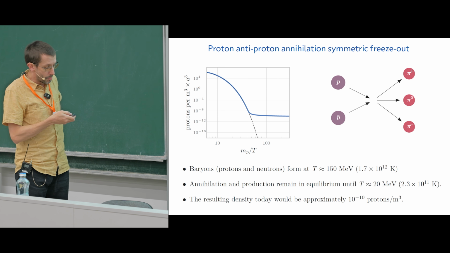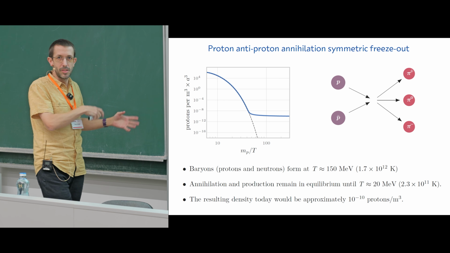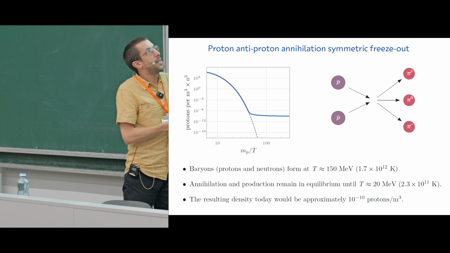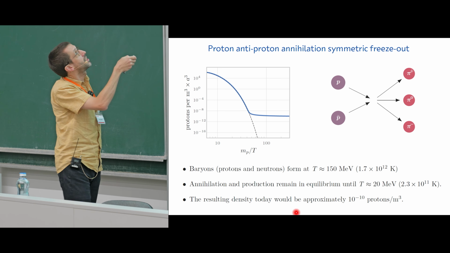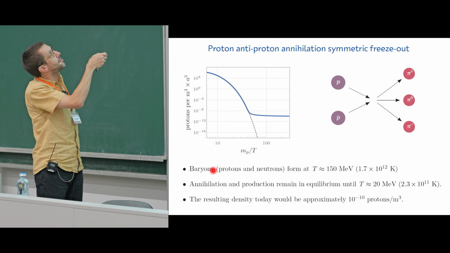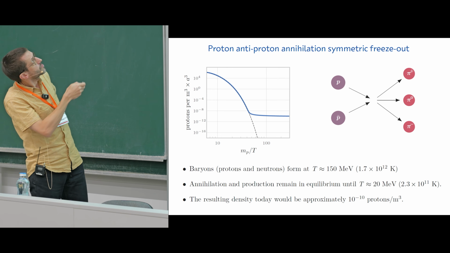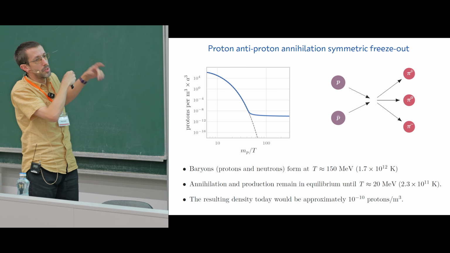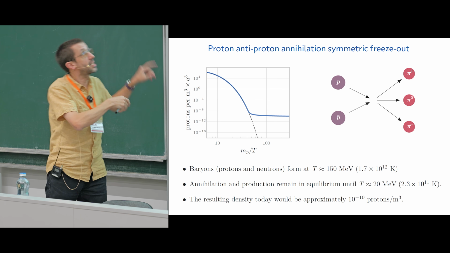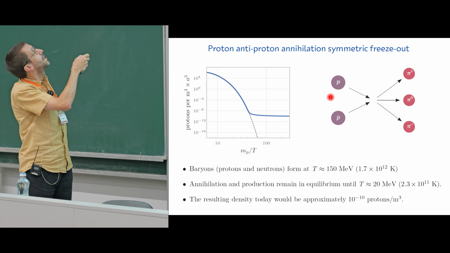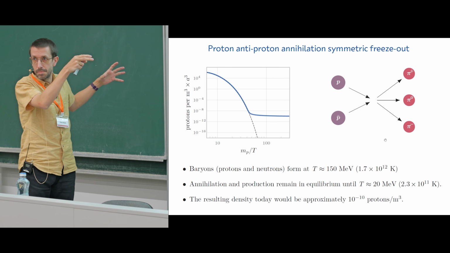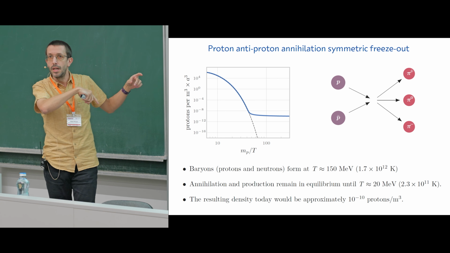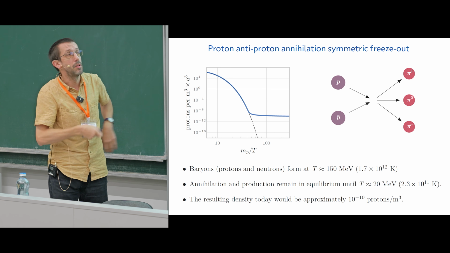There is a subtle thing that protons were not always there. These are also bound states of quarks, and they only formed roughly at 150 MeV, so just below the proton mass. But once the protons are formed, we look at the co-moving density, which is the number of protons per cubic meter times A cubed. Otherwise, I would be sensitive to the expansion of the universe, and I only want to understand how the proton density evolves.